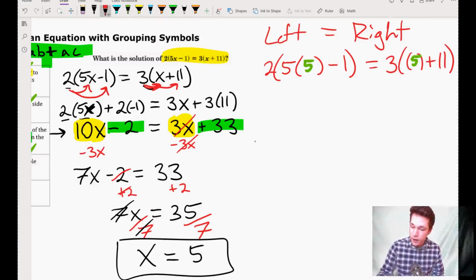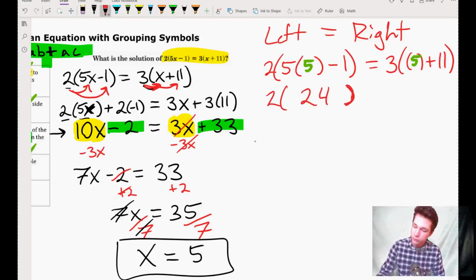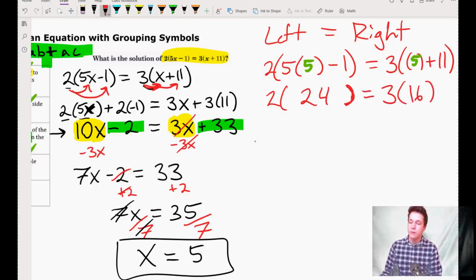Let's leave the first set of parentheses and just do the stuff in between. 5 times 5 is 25, minus 1 is 24. 5 plus 11 in this parentheses gives us 16. 2 times 24 is 48. 3 times 16 is also 48. So we have checked it, and that is step 5.